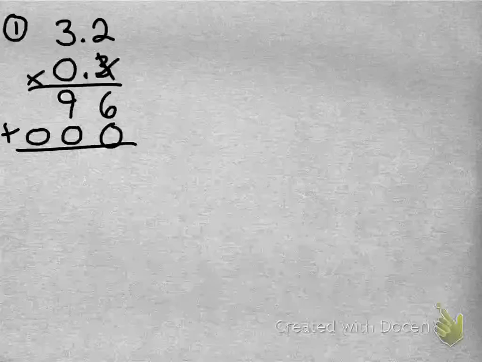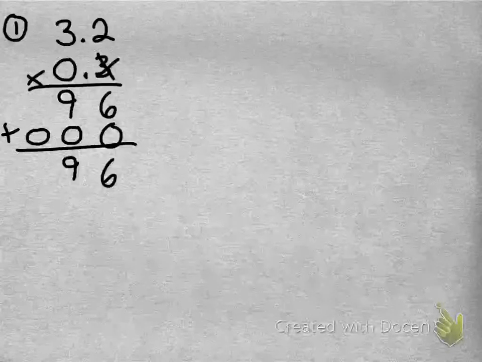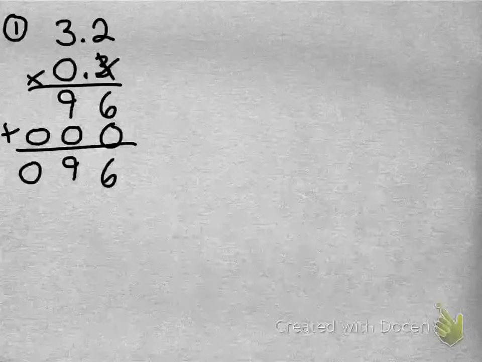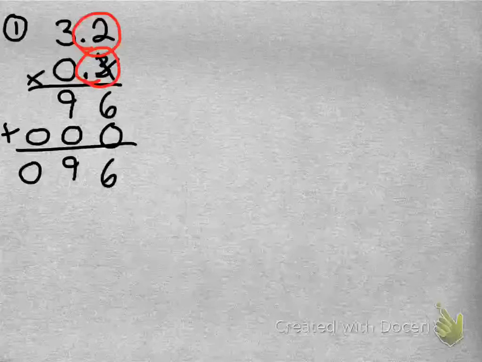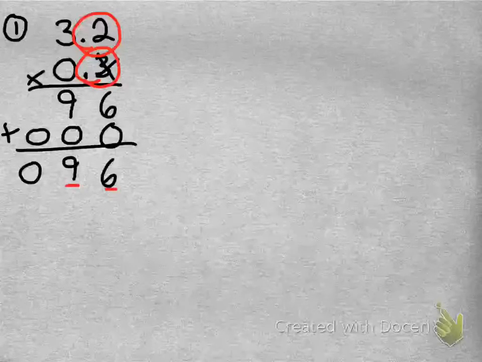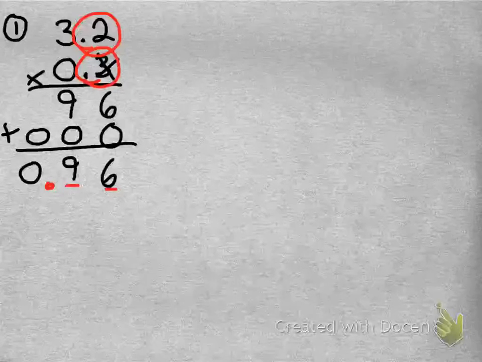We know that 0 plus 6 is 6. 9 plus 0 is 9. And 0 plus nothing is 0. Go back to the problem. 3 2/10 times 0 and 3/10. How many numbers are behind the decimal in that whole problem? I have 3/10 and 2/10. I have two numbers behind the decimal, so in my answer I have two numbers behind the decimal. There's my decimal. 96 hundredths is my answer.